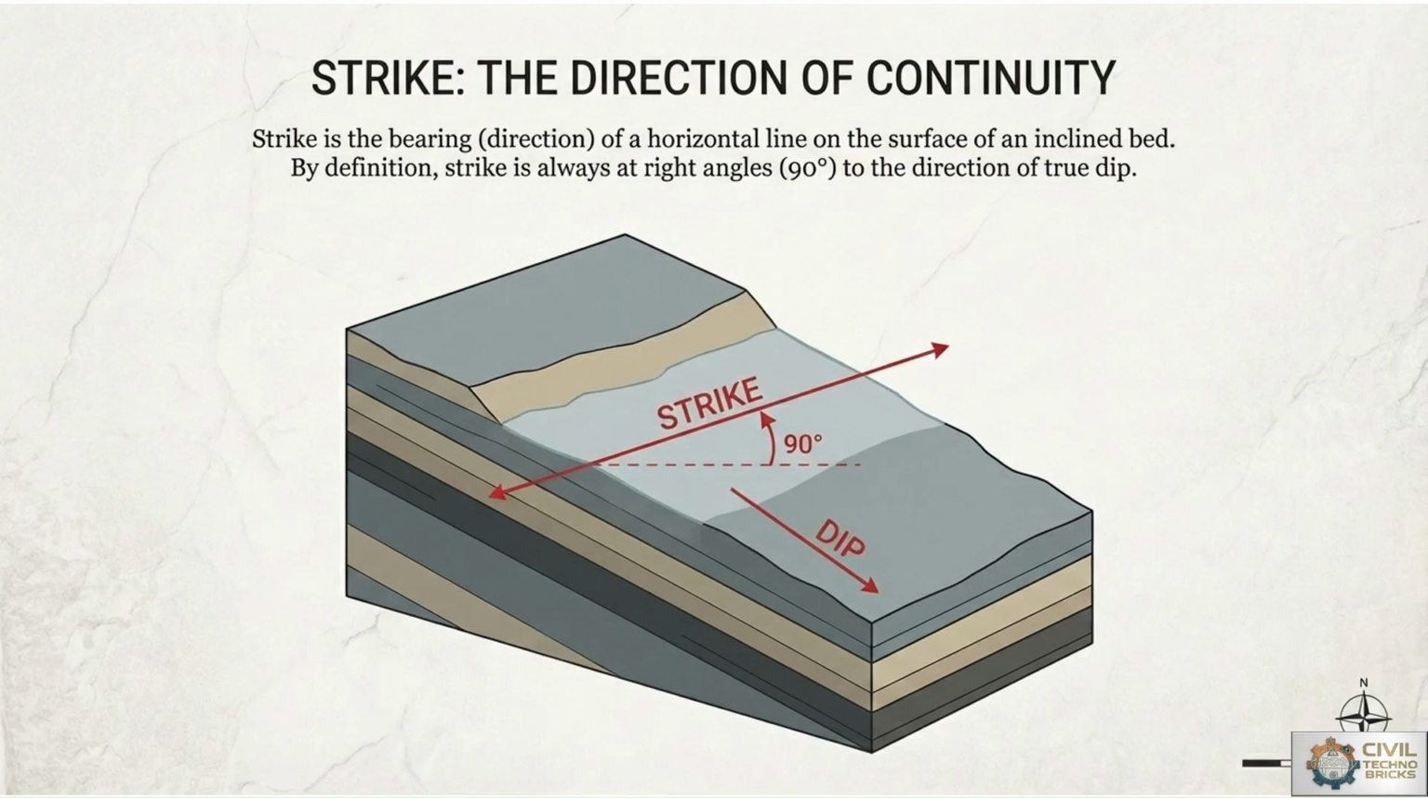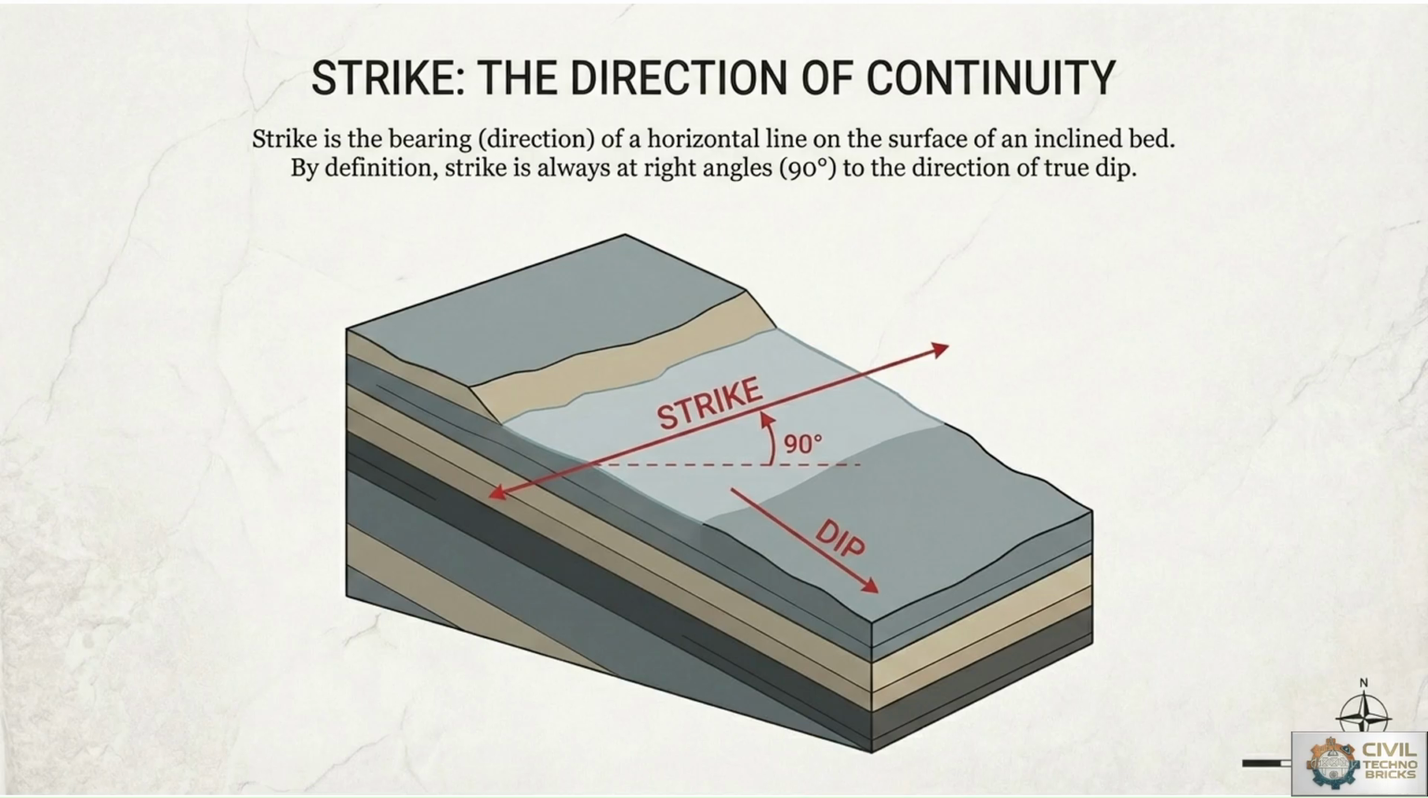The strike, where the direction of continuity, we can say that strike is the bearing, or we can say that the direction of a horizontal line on the surface of an inclined bed. So where an inclined bed or inclined surface is available on the earth surface, then we can check the strike of that surface.